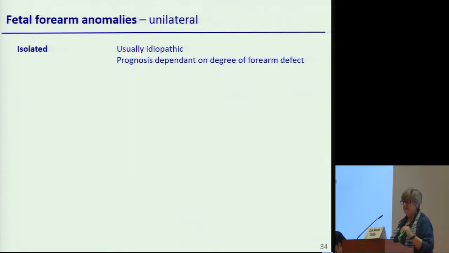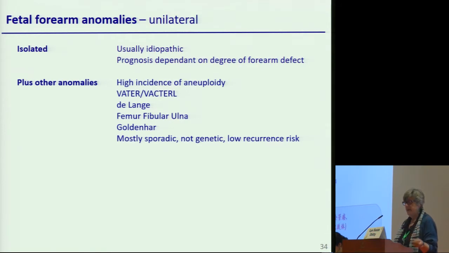Now let's think about unilateral forearm anomalies, so just affecting one side. If they're isolated, so if you've got a transverse defect or missing ulna or a radial club hand on one side, and there is nothing else that you can see in the baby, it's usually idiopathic, and the prognosis is dependent on the degree of the forearm defect. If there are other abnormalities present, then there's a very high incidence of aneuploidy. So you should think about karyotyping, because again, trisomy 13 and 18 are common here.